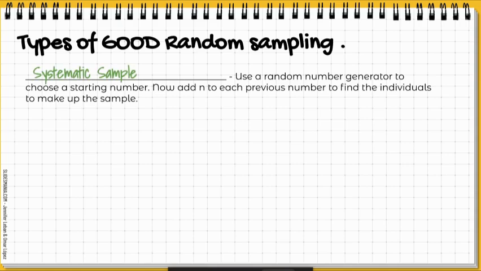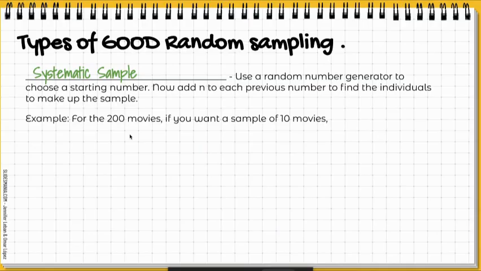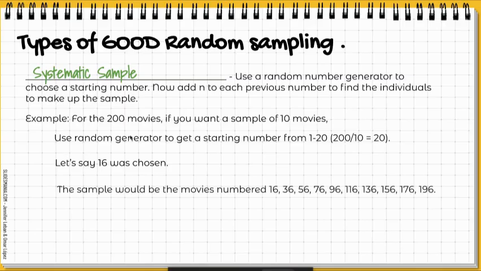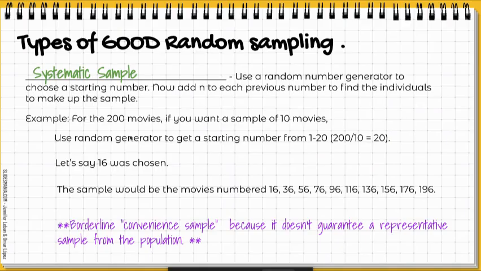Okay, a systematic sample is another type. You use a random number generator to choose a starting number. Now add n to each previous number to find the individuals to make up this sample. So, for example, you have 200 movies. If you want to sample 10 movies, you do a random number generator to start. Let's say we get a starting number from 1 to 20. Let's say 16 was chosen. Then you would do every 20 after that. So 16, 36, 56, and so on. And that would get you a random sample. But the problem with this is it's borderline convenience because it doesn't guarantee a representative sample from the population.